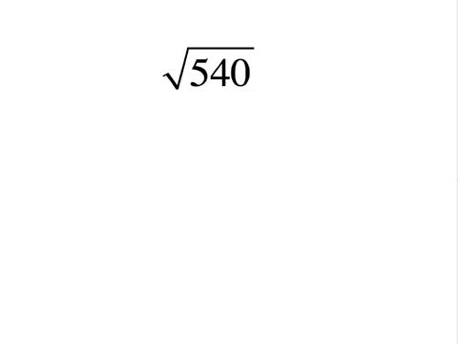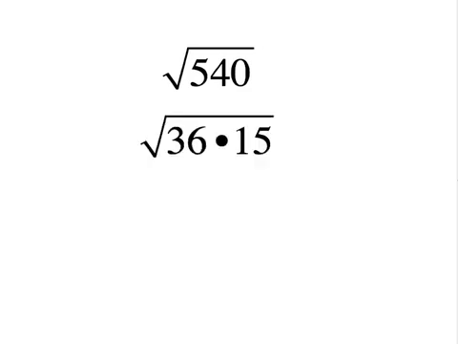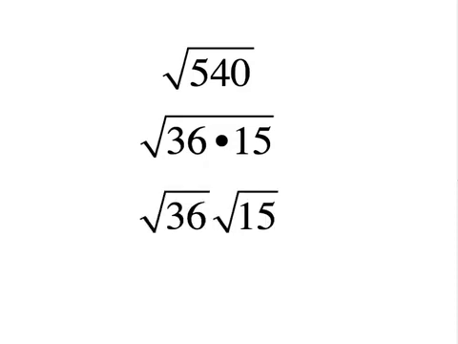Here's another example. The square root of 540. 4 goes into 540. 9 goes into 540. They're both perfect squares. But 4 times 9 is 36, also a perfect square. So 36 goes into 540 15 times. So we write it as shown, then as shown, and the square root of 36 is 6. So our simplest radical form is 6 root 15.